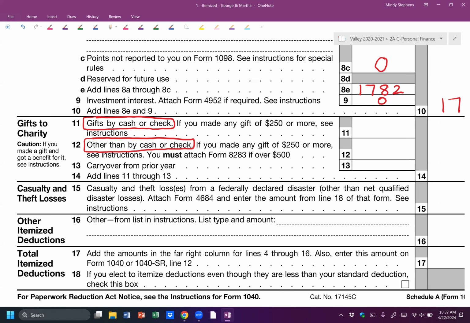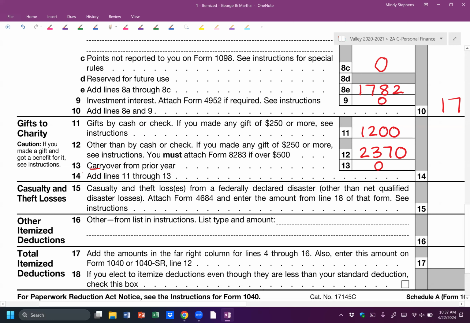So the cash is going to go on line 11. So the 1200 is going on line 11. And then 12 is other than by cash, which is the 2370. He donated that much stuff to Goodwill. So the first one is actual cash. The second one is items that we found the value of them and put that into money. The next one, carryover from a prior year. We don't have anything listed on our paper about carryover, so it's going to be 0.